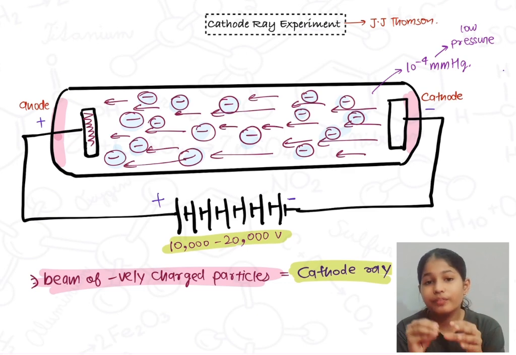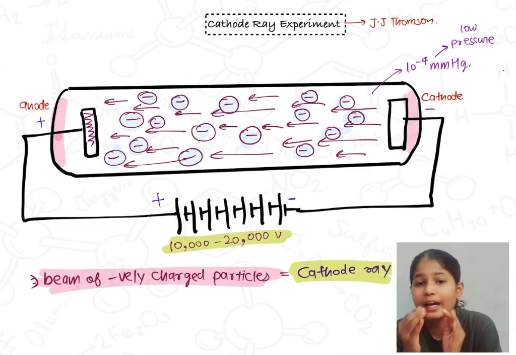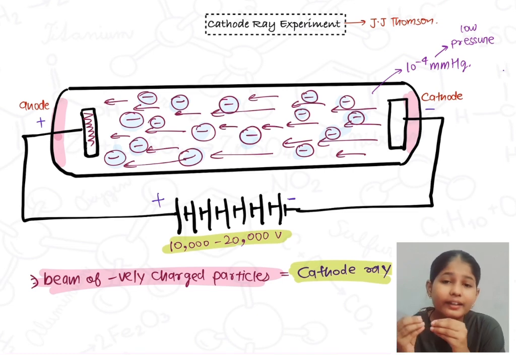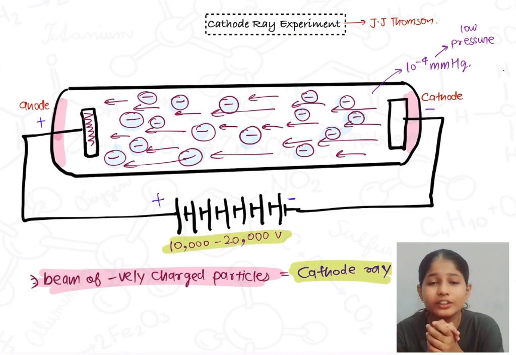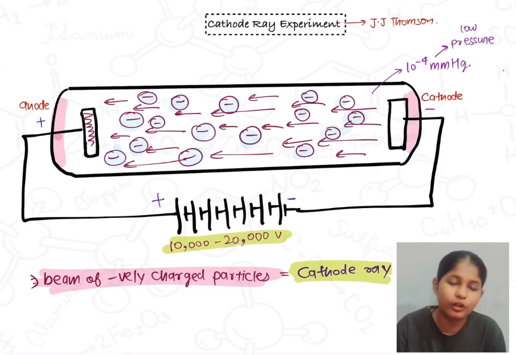Whenever we will supply electricity of about 10,000 to 20,000 volt to this setup, what will happen? From the cathode, some negatively charged particles will start emitting. The cathode will start emitting a beam of negatively charged particles, which are known as cathode ray because it is arising from the cathode.